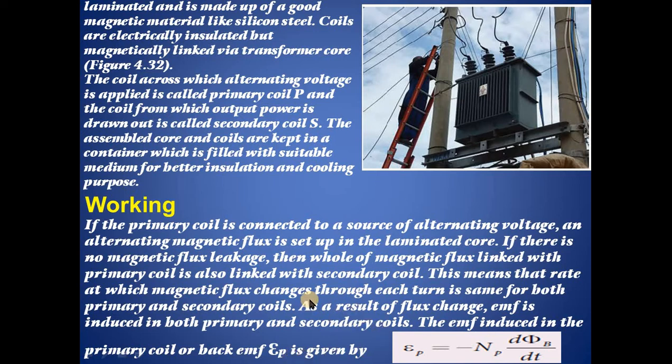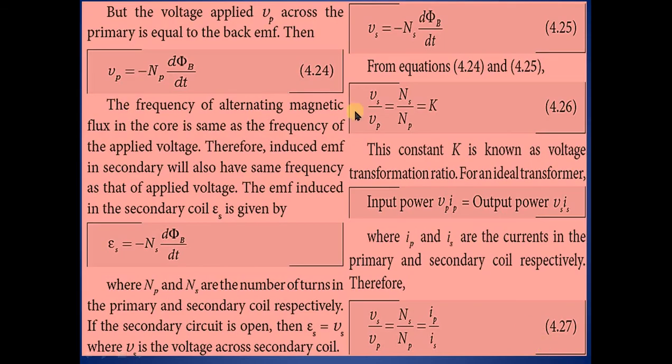According to Faraday's law, whenever the magnetic flux changes, an induced EMF is produced in the coil. So the voltage in the primary coil, that means epsilon P, is equal to minus NP into d phi B divided by dt. But the voltage applied Vp across the primary is equal to the back EMF, so Vp is equal to minus NP into d phi B by dt. The frequency of the alternating magnetic flux in the core is the same as the frequency of the applied voltage.